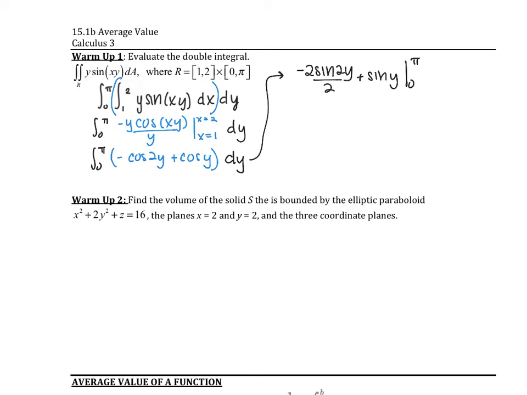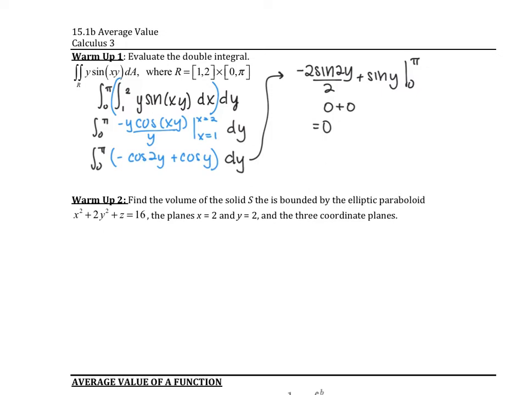Lovely. We do all this and we get 0. Great. So this is 0 plus 0 minus 0 plus 0. So then we get just 0. So there, the net volume of y sine of xy over that rectangular region is just 0.